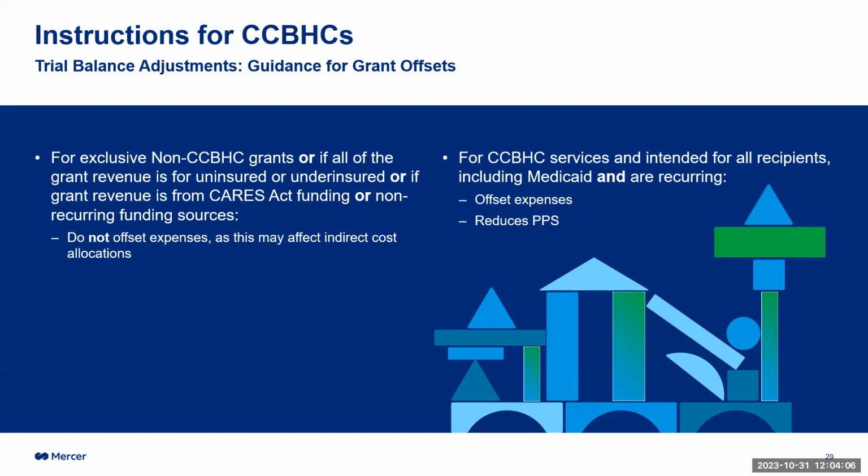For exclusive non-CCBHC grants, or if all of the grant revenue is for uninsured or underinsured, or if grant revenue is from CARES Act funding or non-recurring funding service, do not offset any expenses. So you will not make any adjustment in the cost report for these situations. And the reason is, if you offset expenses, it's going to affect your indirect cost allocation. So for these situations, really don't do anything.